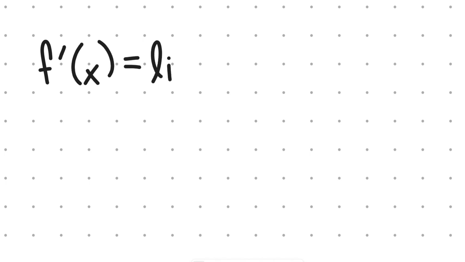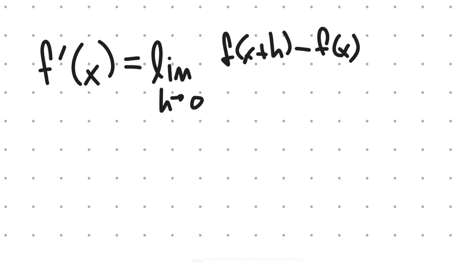First of all, before we dive right in, we have to take into consideration what the definition of a normal derivative is. The definition of a normal derivative is equal to the limit as h approaches 0 of f of x plus h minus f of x over h.